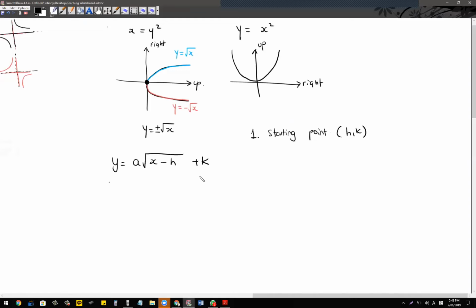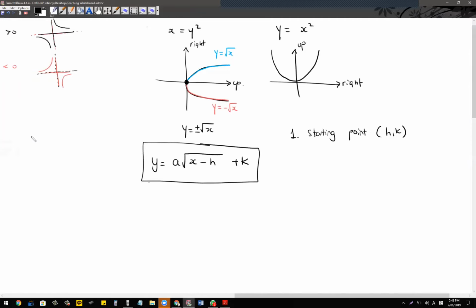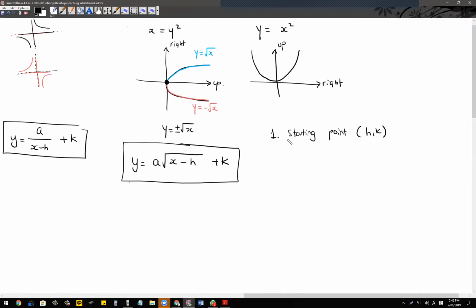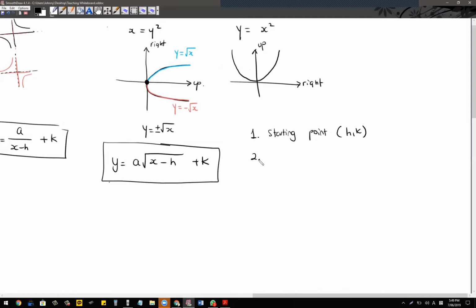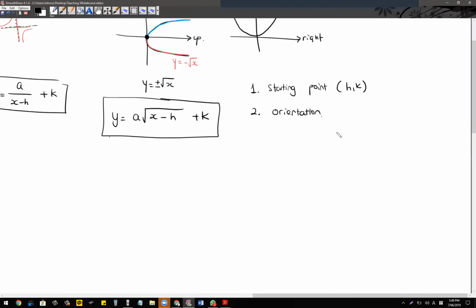So it looks very similar, right? That's the general form of the square root function. For the hyperbola, it was y equals a over x minus h, plus k. So number one, the starting point. Number two, the orientation, of course. I'll tell you what the orientations are.